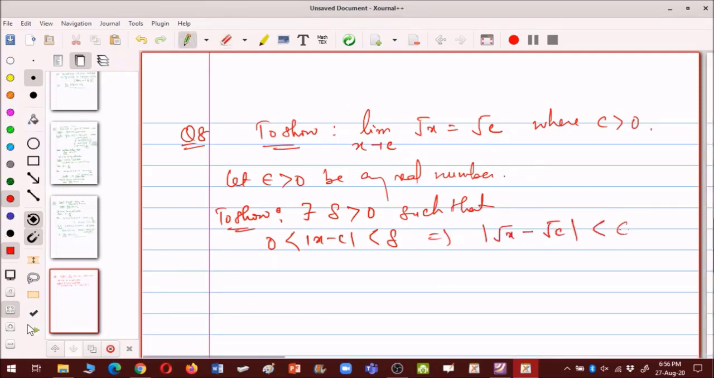So we have to find our delta in such a way that this should imply that root x minus root c is less than epsilon. So for this we will express root x minus root c in the form of k times x minus c, and then we will take delta equal to epsilon by k. So consider root x minus root c. So this is equal to, what I will do, I will multiply and divide by root x plus root c.